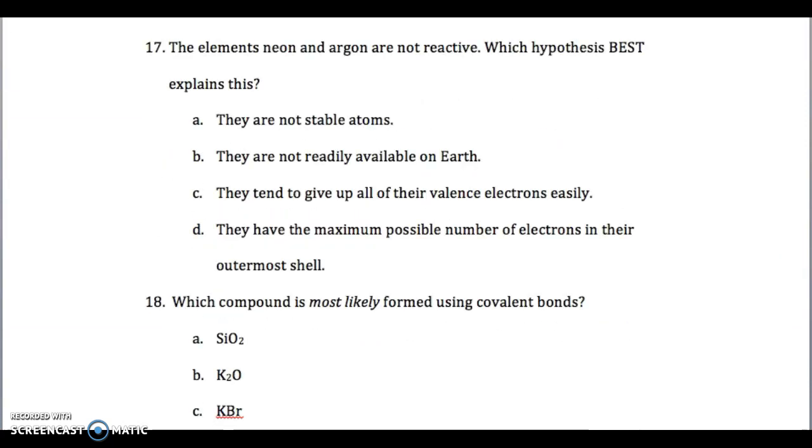Number 17. The elements neon and argon are not reactive. Which hypothesis best explains this? A. They are not stable atoms. B. They are not readily available on Earth. C. They tend to give up all of their valence electrons easily. D. They have the maximum possible number of electrons in their outermost shell.